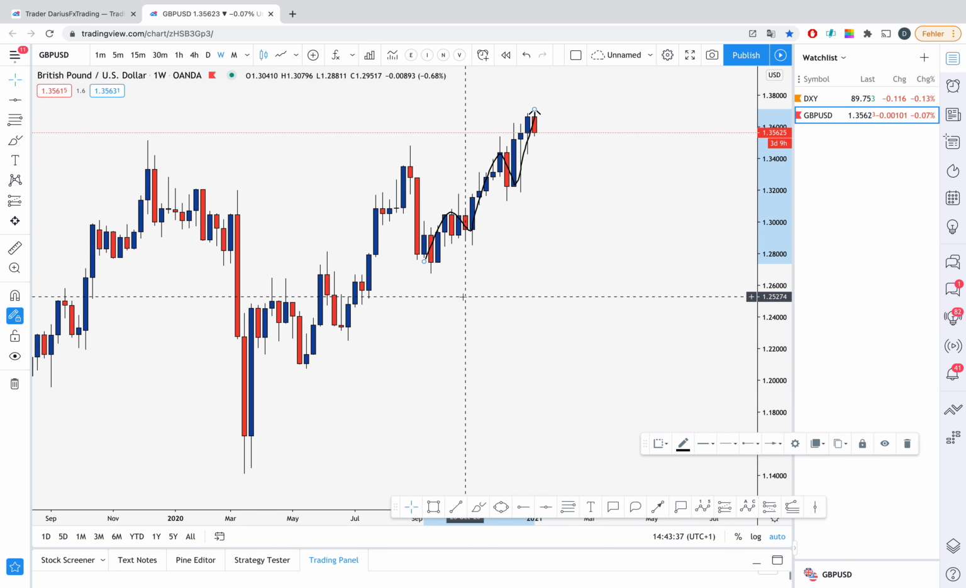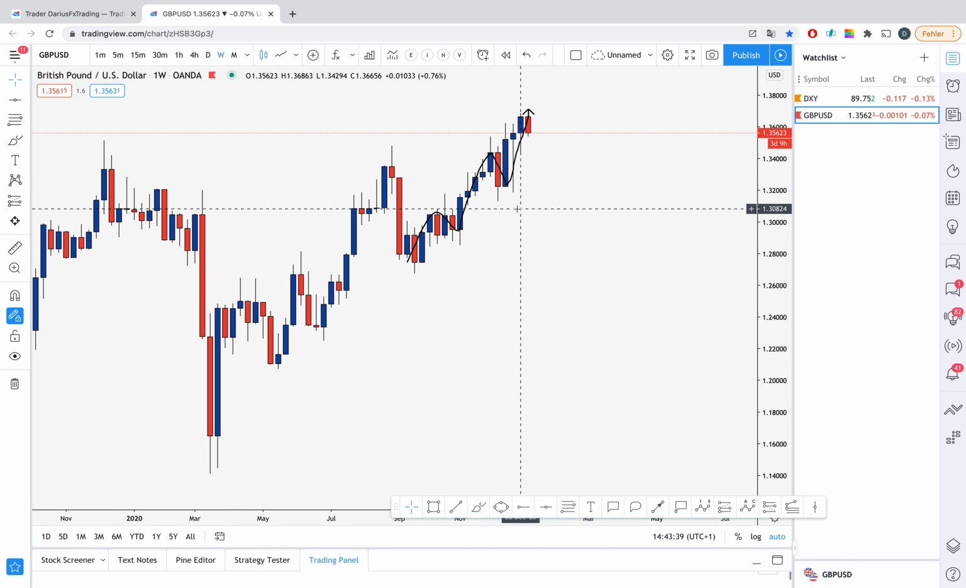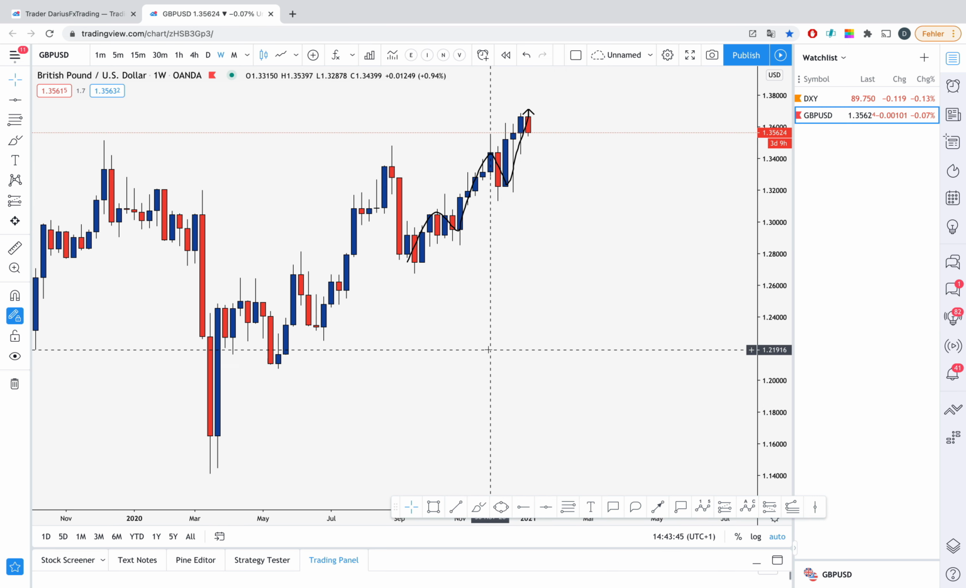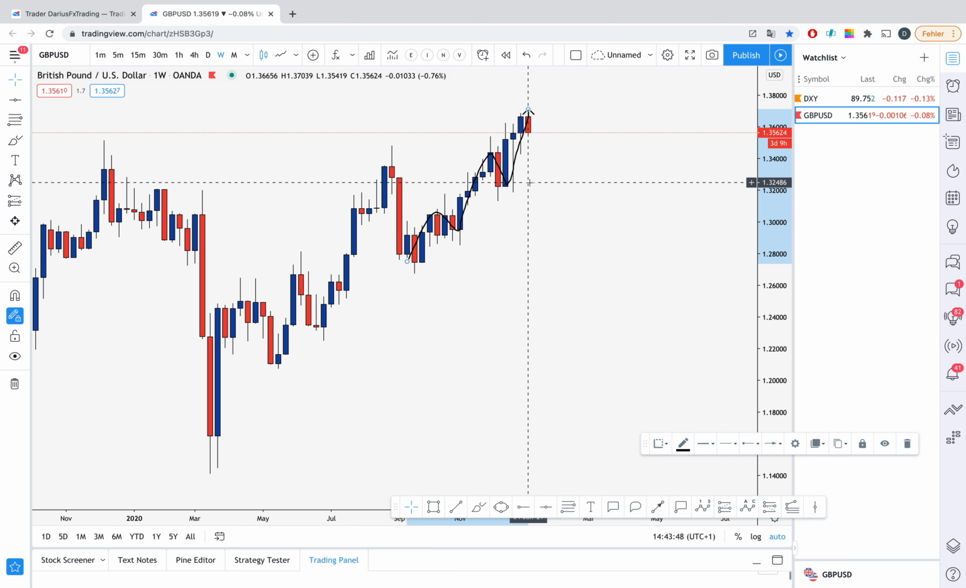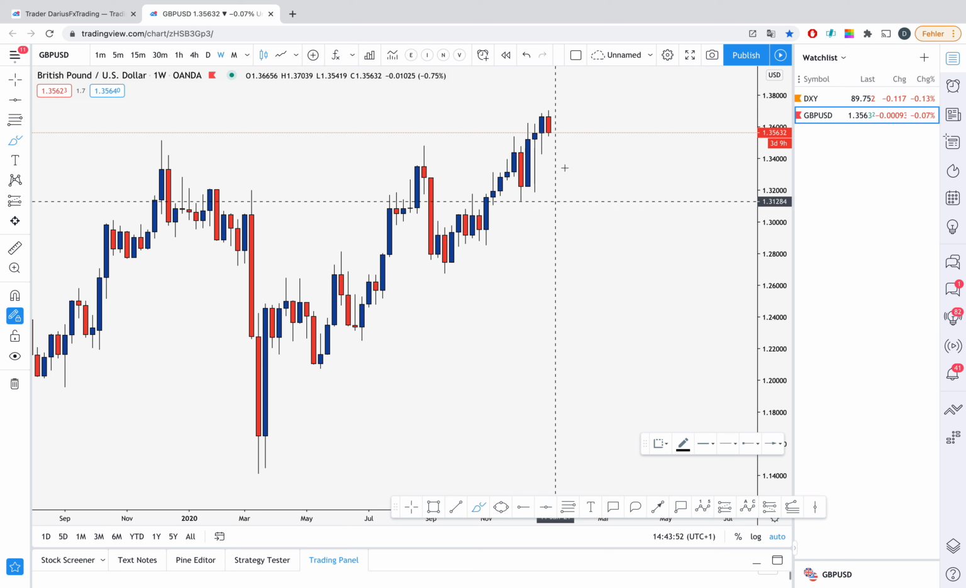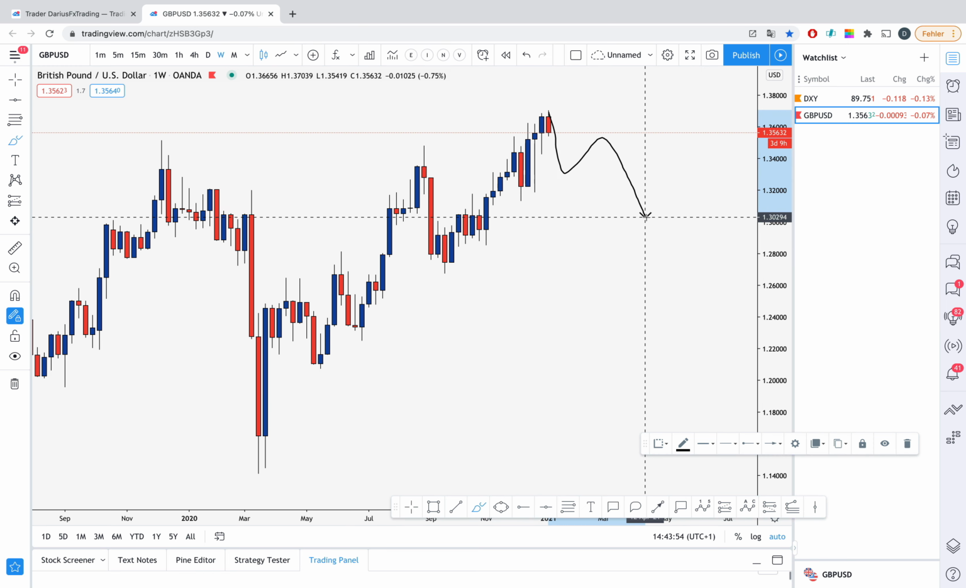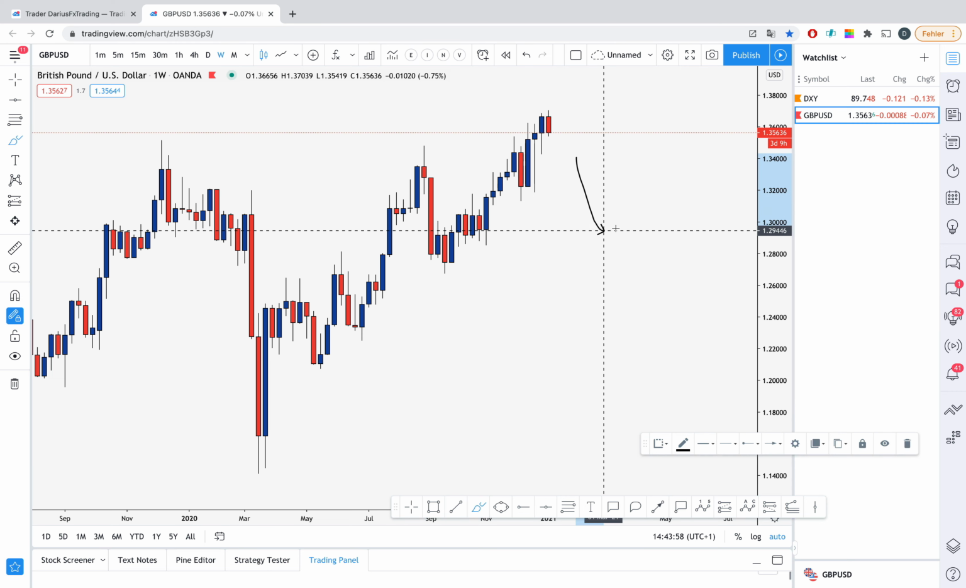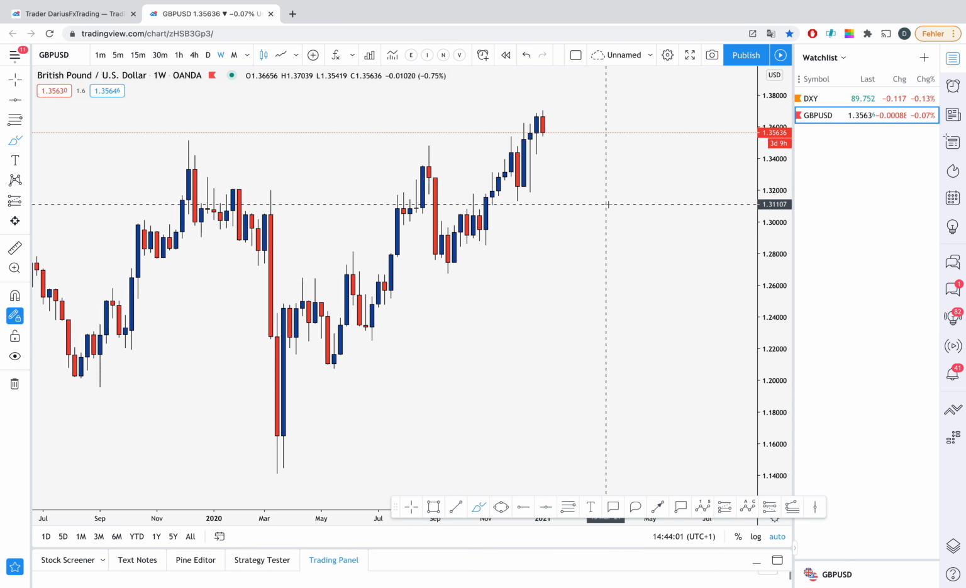But the question we need to ask right now is, is wave number 5 already finished? Well, this is something I cannot tell you right now, because the weekly needs to close as a bearish candle, and then it is confirmed that wave number 4 is ready and we can go into an ABC correction, okay? ABC. And then afterwards, we do expect again the continuation to the upside.